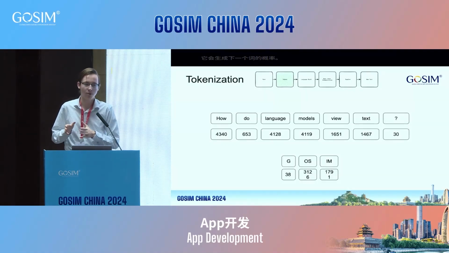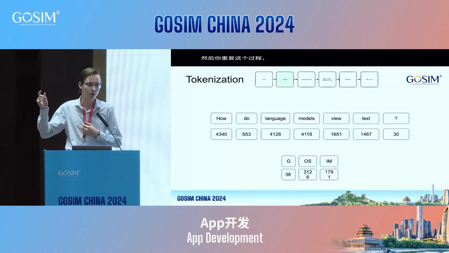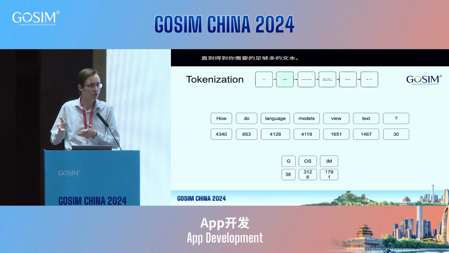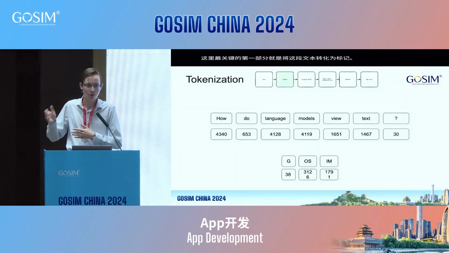So the first part that's important here is turning that text into tokens. Language models don't view text directly. They don't view bytes or characters or words. They view tokens, which are about 2/3 of a word, but it depends a lot on the language you're using and how common the words you're using are.